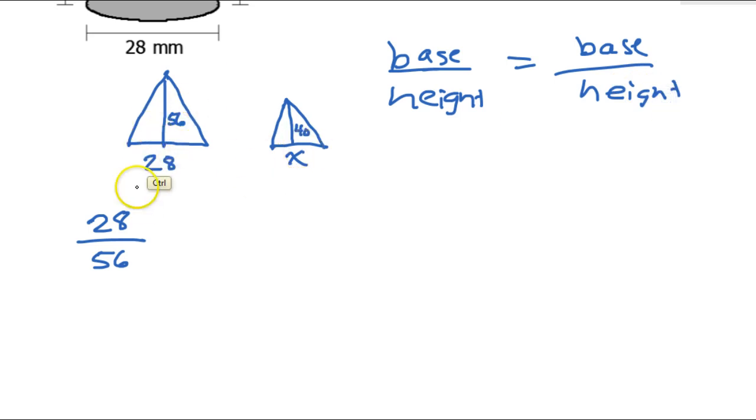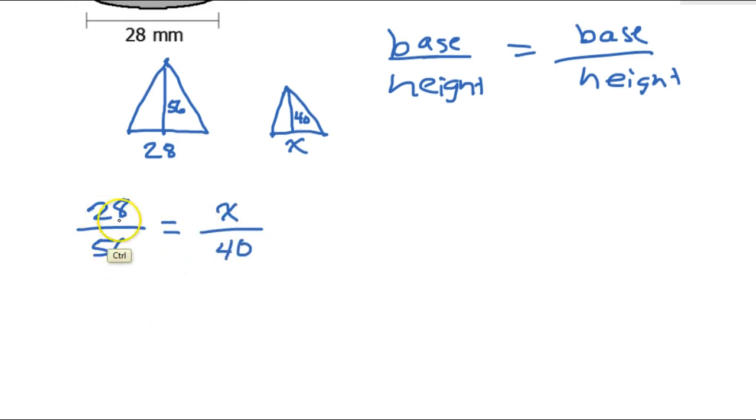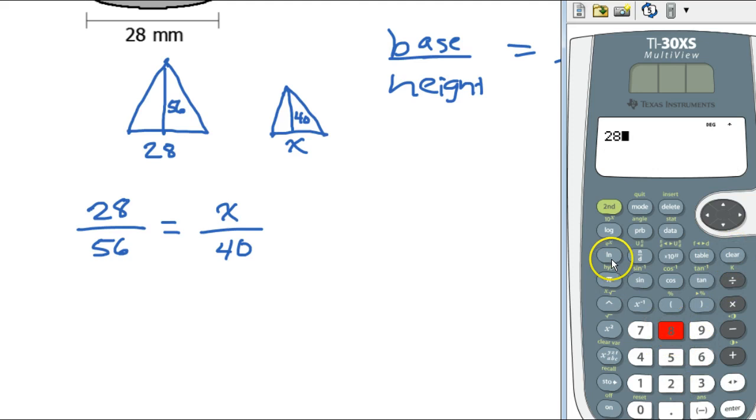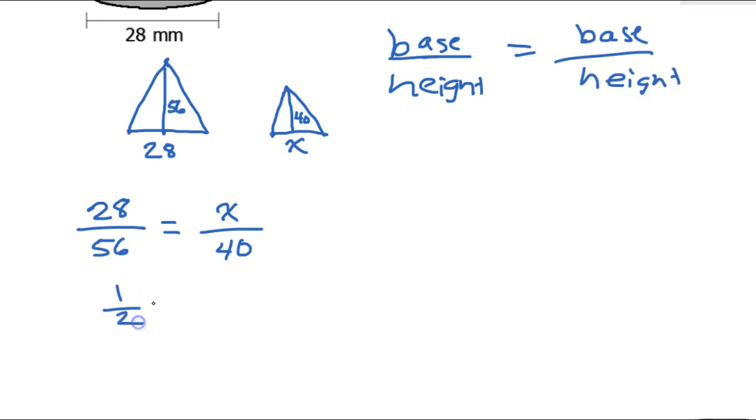Corresponding ratios are proportional. So I did base over height, and I'm going to do base over height again. That would be x over 40. Because these triangles are similar, these ratios should be equal. Now, I always like to reduce my fractions when I can. You don't have to, but I like to. So I'm going to go 28 over 56. That's 1/2. So I have 1/2 is equal to x over 40.